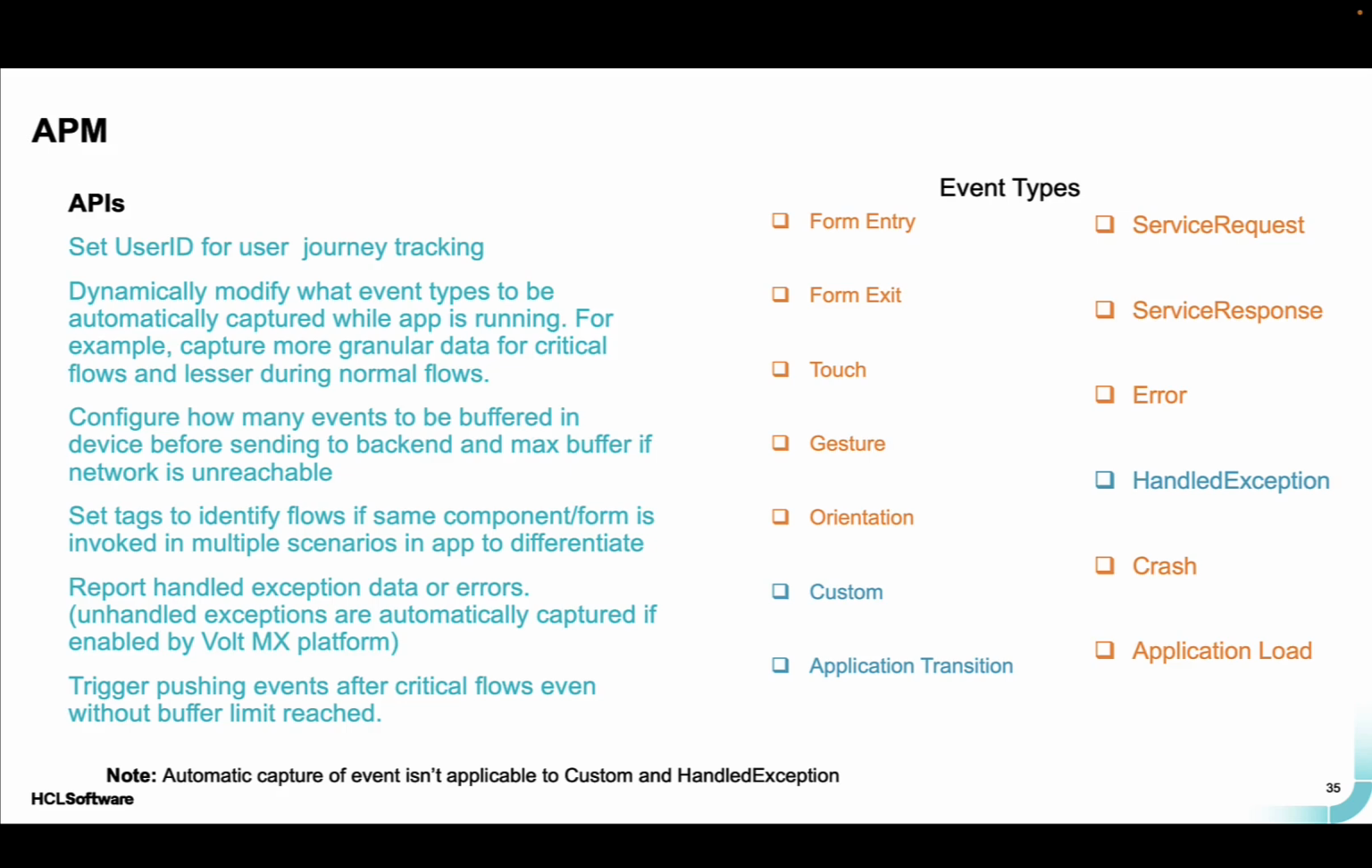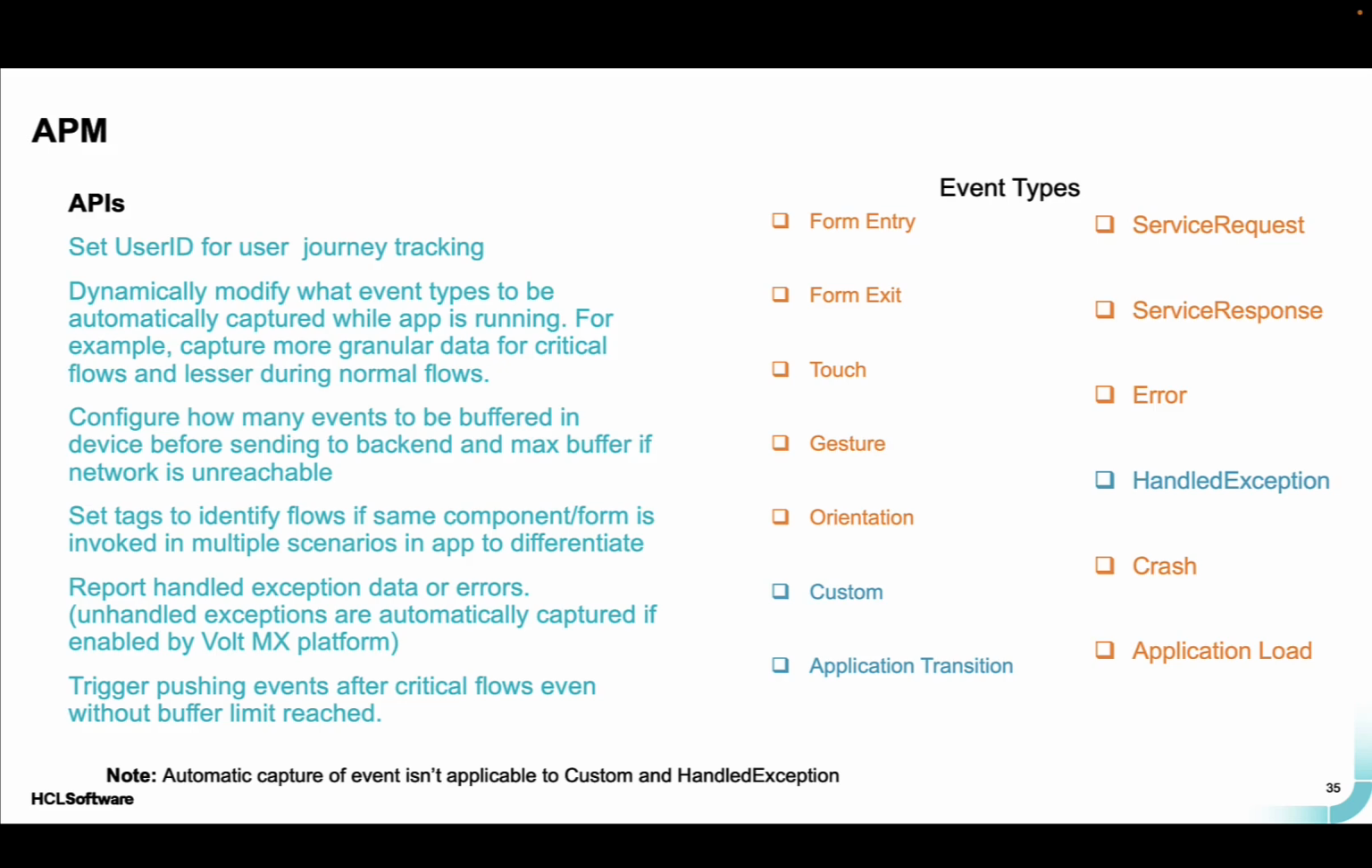On the right, you can see the event types. So form entry, form exit, that is when somebody enters a form, when somebody exited a form, when somebody touched something, gesture like a double tap or a long tap or a swipe, orientation when the user changes the phone from portrait to landscape, service request when a call was made, or when a call responded back, or if there was an error in the application.